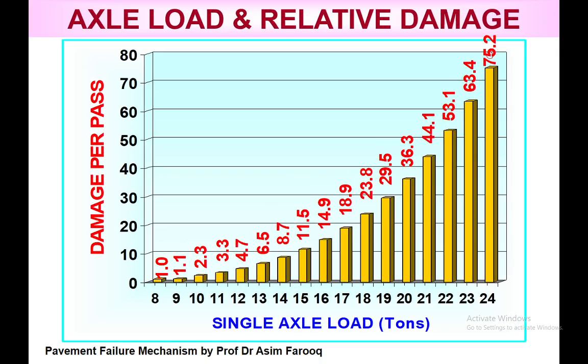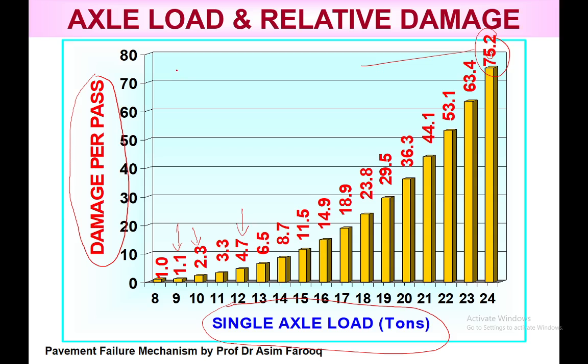This is very important. This is a relation factor between different types of axle loading and relative damage. As you can see here, at one end we have the damage per pass, while at the other side we have the single axle load in tons. Okay. So if we have the standard axle for which our pavement is built, if it's 8, the damage per pass will be a factor of 1. The more it grows, for example at 9 the factor will be about 1.4, while at 10 it reaches almost 2.3, at 12 it reaches 4.7, and at 24 it is 75.